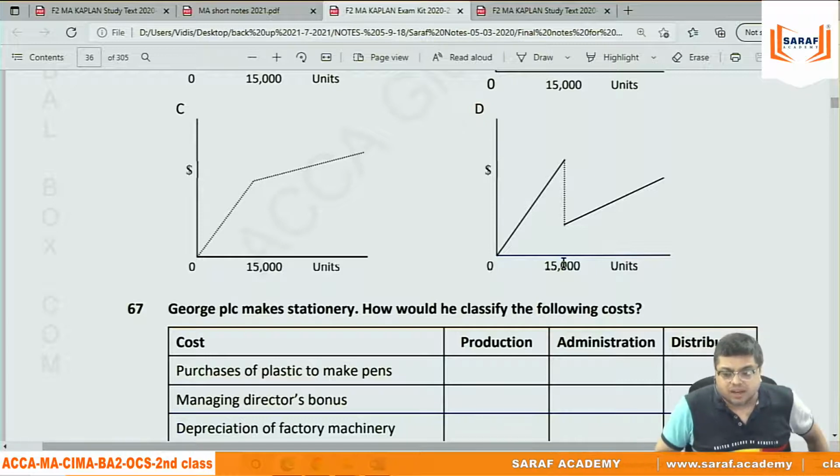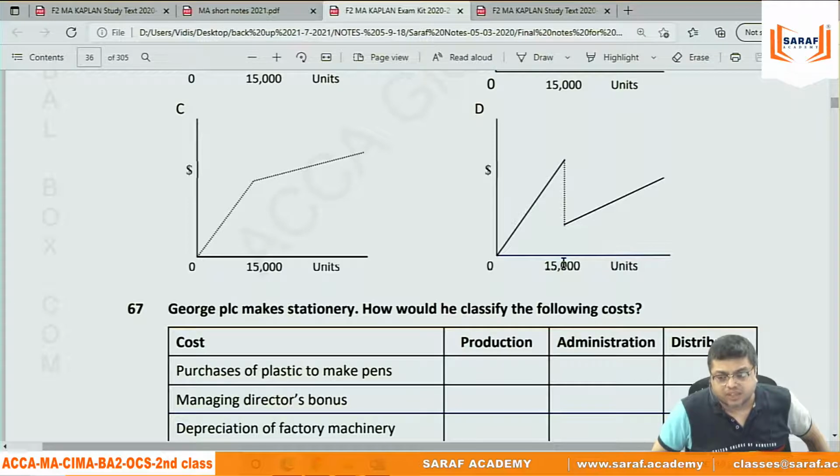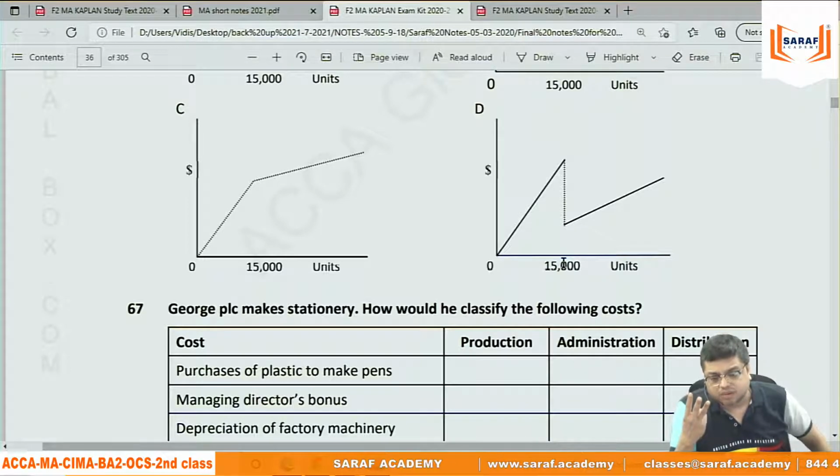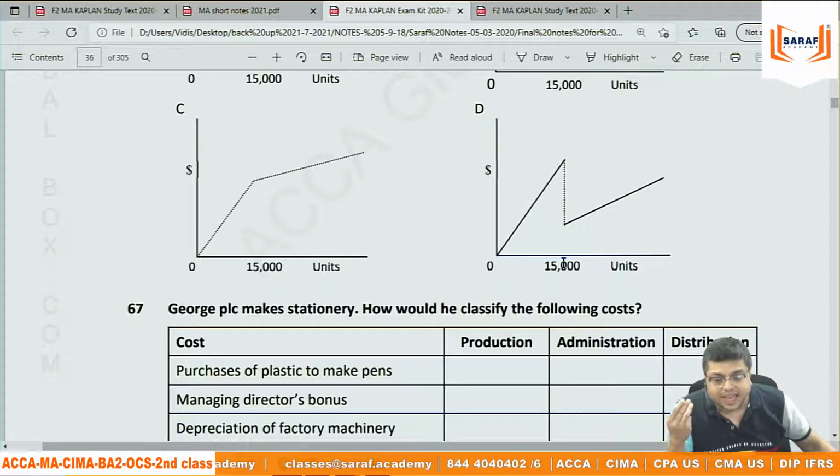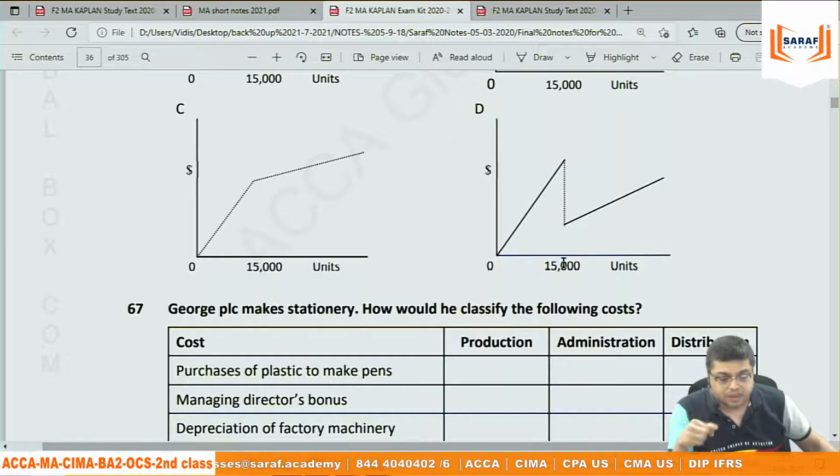For behavioral classification of cost, variable, fixed, semi-variable, there are 3 things. 1, management accounting: at different levels, fixed cost is the same, that is the story. 2nd, mathematics, algebra, X, Y. 3rd, graph.